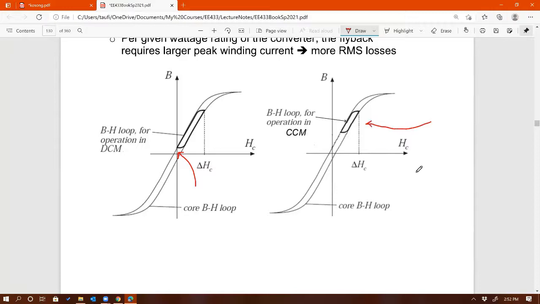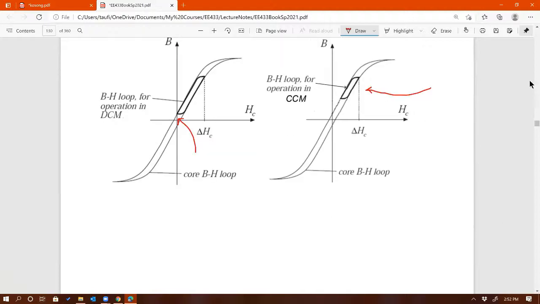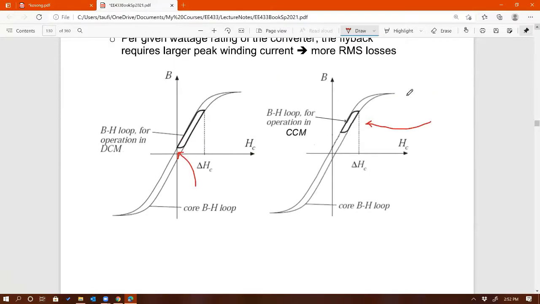Okay. Now, because of this, the transformer used in flyback is not really utilized to its full capability. What I'm trying to say is that the flyback transformer is not utilized efficiently, or effectively, I should say, right? The reason being is it's only using one quadrant. What do I mean by that? Okay.